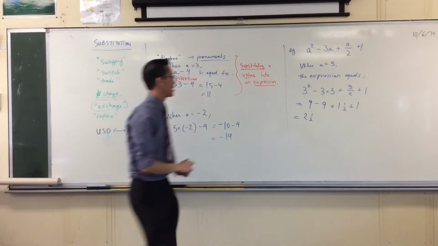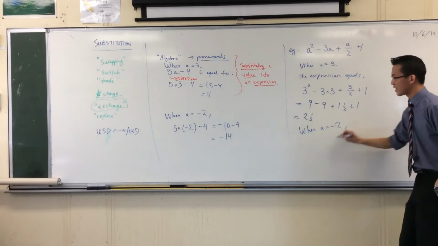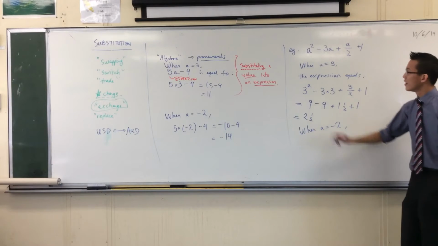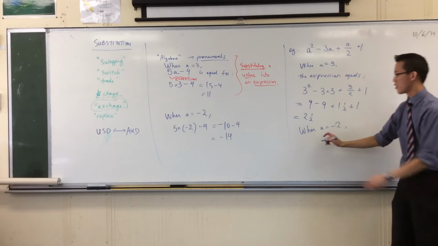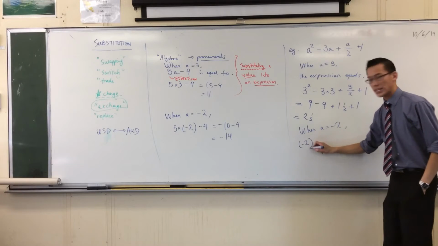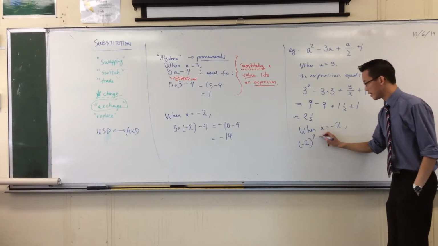Let's do this last one down here. When A equals negative 2, what am I going to get? Everywhere I see the A, I'm going to put in negative 2. So be careful. Brackets will really help here. I'll show you why. See how there's an A there? I'm going to put my negative 2 in, like so.